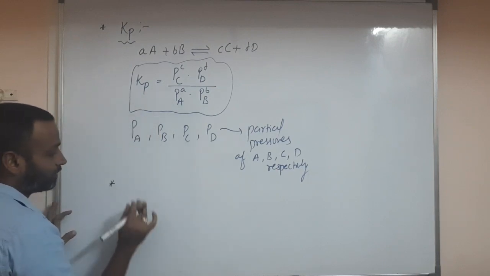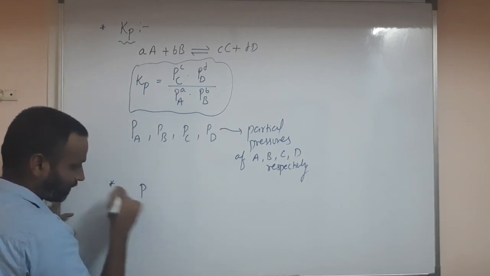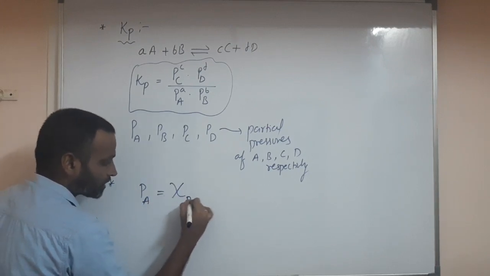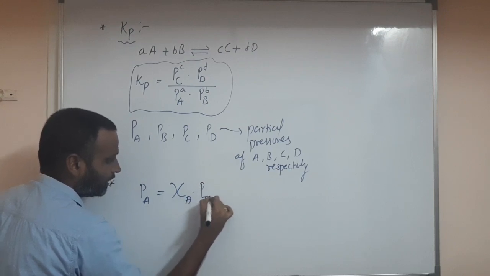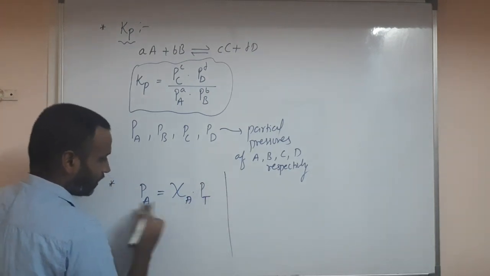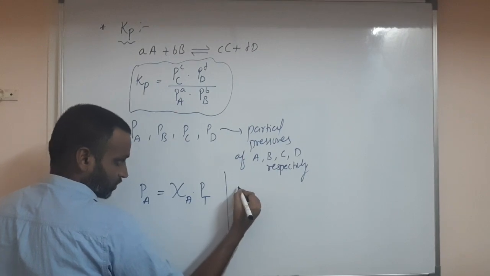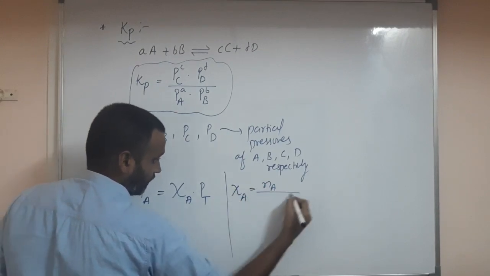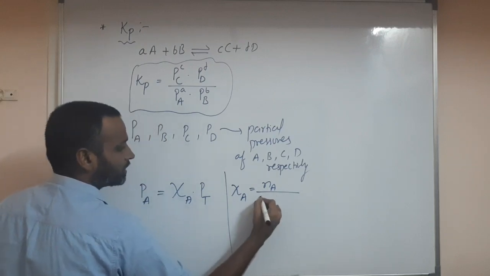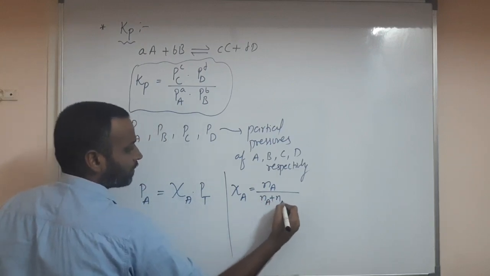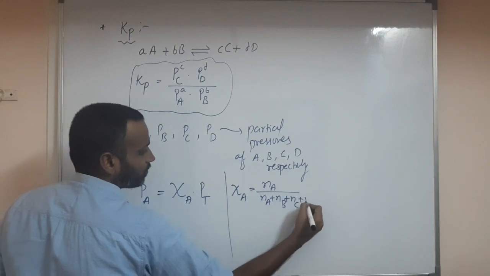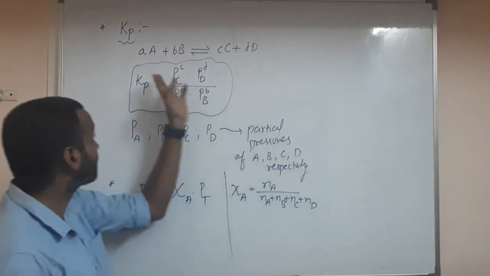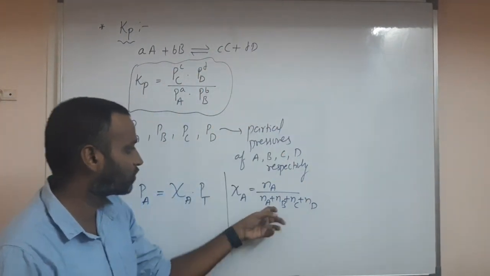So Kp you have. Now how to get partial pressures sometimes? Partial pressure is equal to mole fraction of A times P total. So here, what is PA? You have an idea already. What is the mole fraction of A? Number of moles of A divided by total moles, meaning moles of A plus moles of B plus moles of C plus moles of D. Total moles of all reactants and products you have to take.